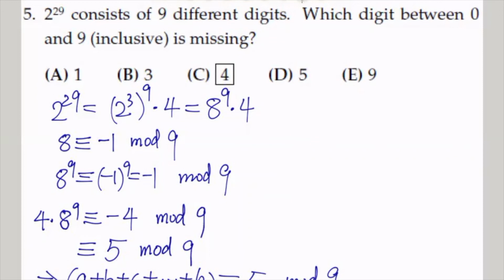This is a long solution, but I hope that you have learned a little bit about modular arithmetic and this procedure. And here you see that to find the remainder divided by 9 for 2 to 29, we try to find a number that is as close to 9 as possible. The reason is that if you look at 8, the difference between 8 and 9 is 1, or -1. If you do exponent, you will get either 1 or -1, which is pretty easy to handle.